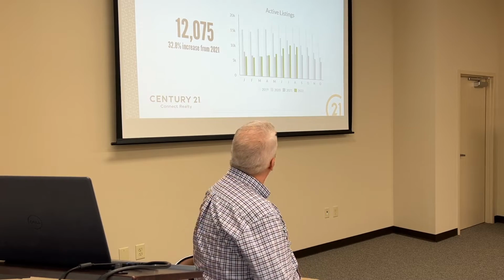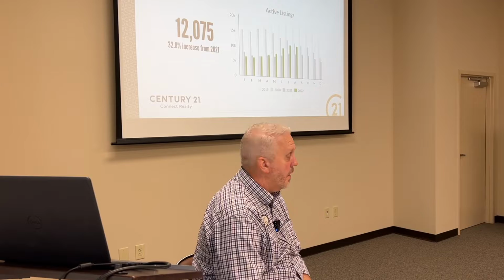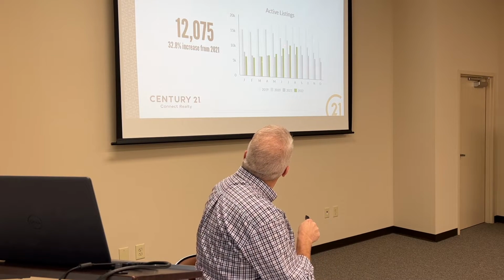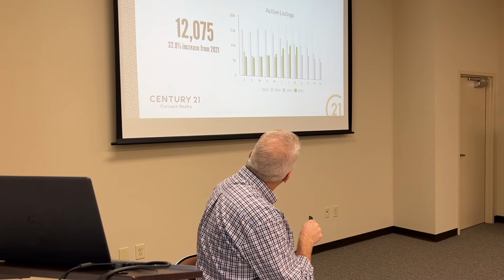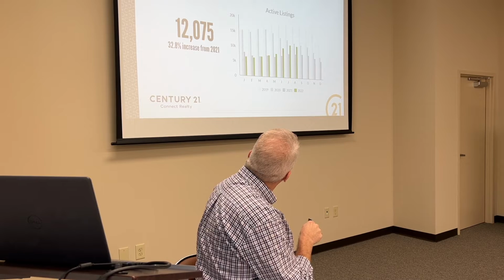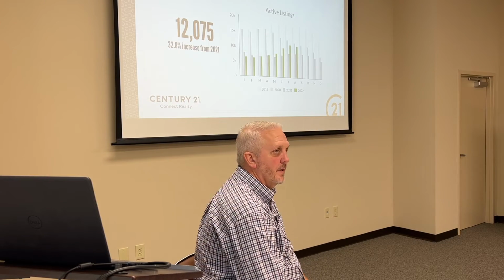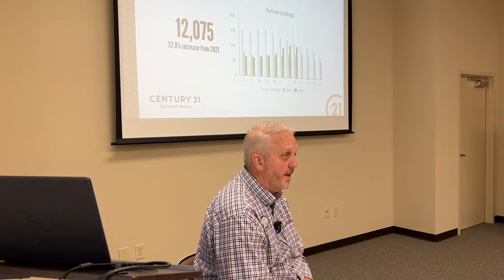All right. Active listings. This is a telling story. A 32% increase from 2021. Notice the active listings have gone up. Look at the gap forming right there. It started back in May, June, July, and August. So stuff is staying on the market much longer. Active listings are staying on the market much longer, and that graph tells that story very, very well.